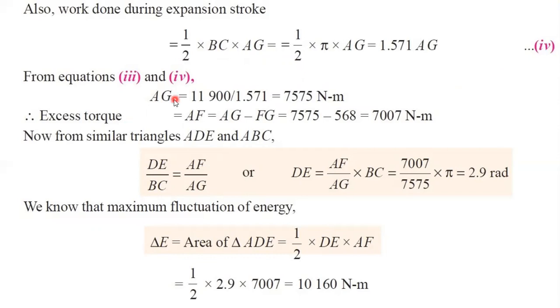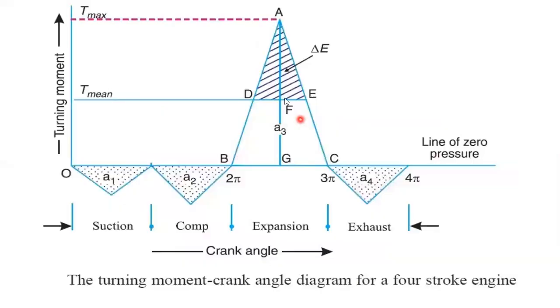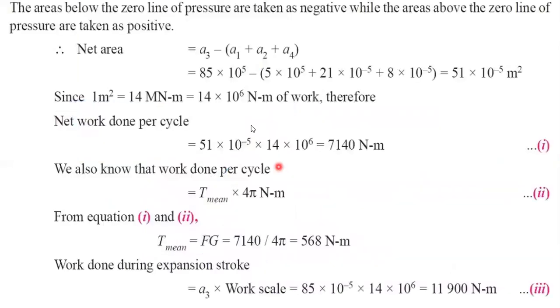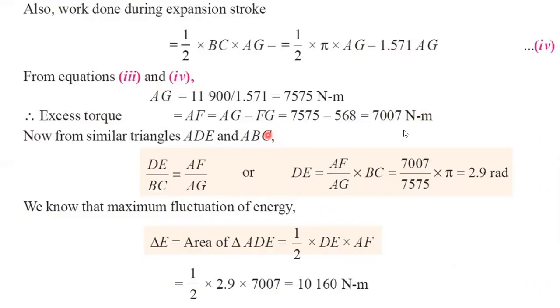So these problems we saw in the previous video itself. So that's why I'm just hurrying up. So AG value we try to determine, then excess torque. Excess torque is nothing but AF. So AF is nothing but AG minus FG. So excess torque also you can easily calculate. So you'll be getting one value.